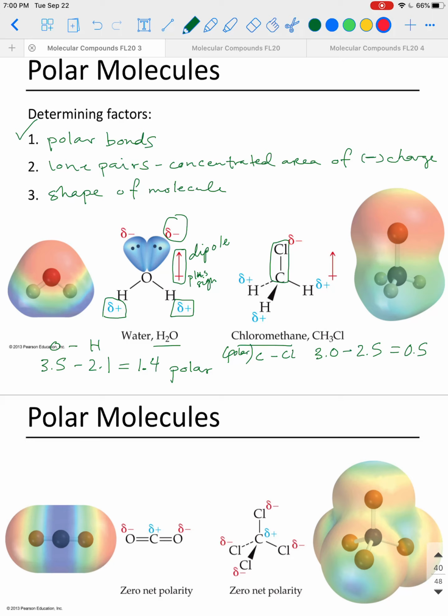And now we also have another kind of bond. We have carbon-hydrogen bonds. We've got three of them, actually. Is this polar? Carbon is 2.5. Hydrogen is 2.1 if you look at the table. So this is a difference of 0.4. This one is not polar. Okay, so I'm going to put an X, not polar.